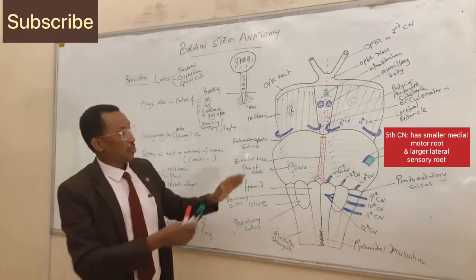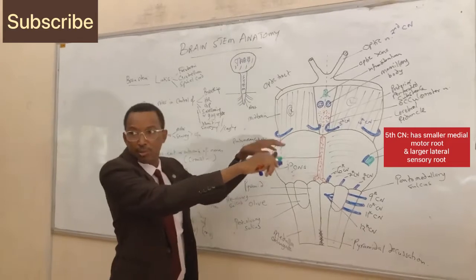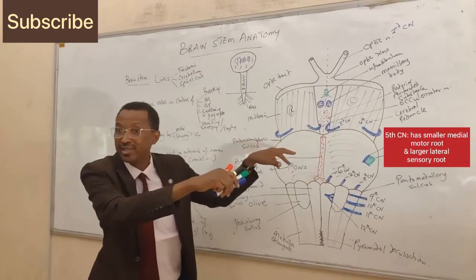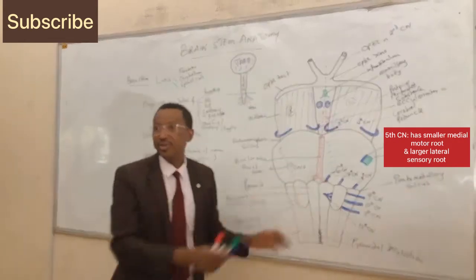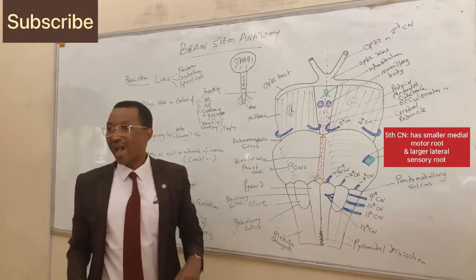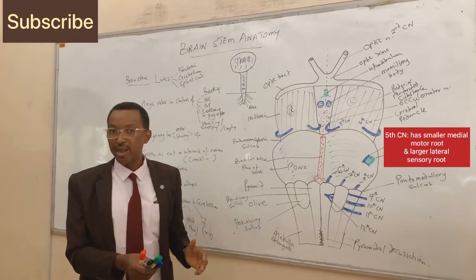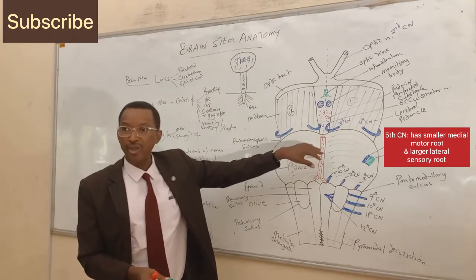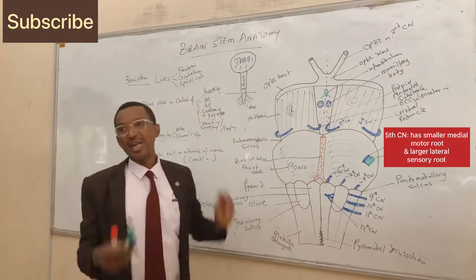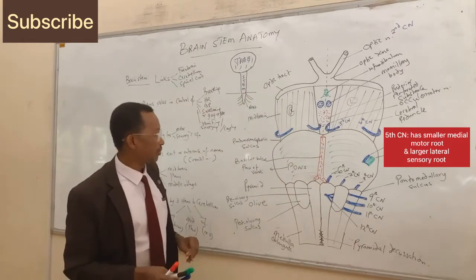Are you clear? Before it finally forms some branches of what we call the circle of Willis, which we will discuss later when we come to the blood supply of the cerebral hemisphere and the brainstem in general. Are you clear? Most of the branches of the circle of Willis come from here, and some come from other places, which we'll see later on.